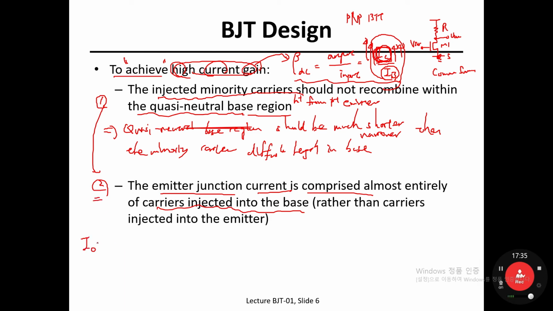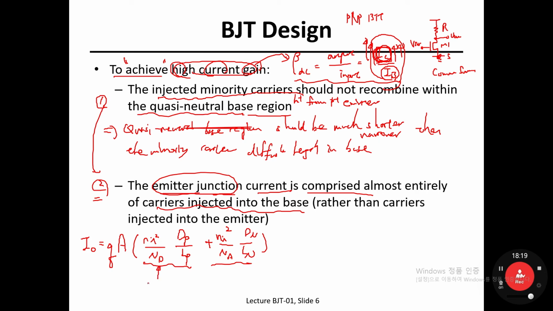Do you remember the equation for the saturation current in a PN junction diode? Since we are talking about the emitter junction, which is one of the PN junctions in BJT, I naught, the saturation current, can be written with this equation. So unit charge, cross-sectional area of the PN junction, times Ni squared, 10 to the 10 at room temperature, divided by doping concentration and diffusion length, times diffusivity. Please go back to the ideal diode analysis again, then you're going to find this equation for saturation current. So this part and that part. The first part indicates the hole current, and the second part indicates the electron current.